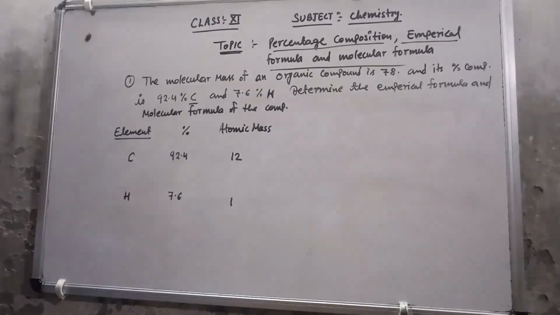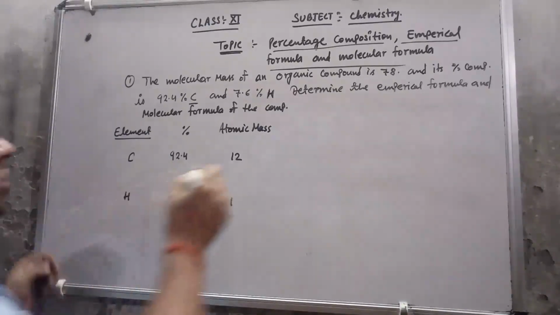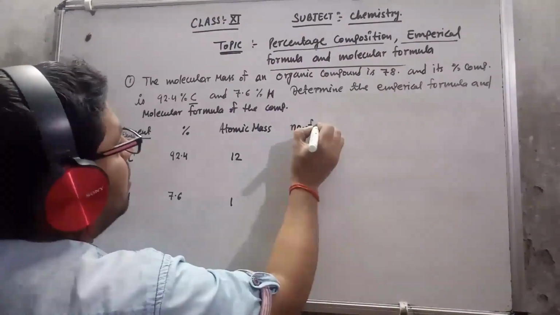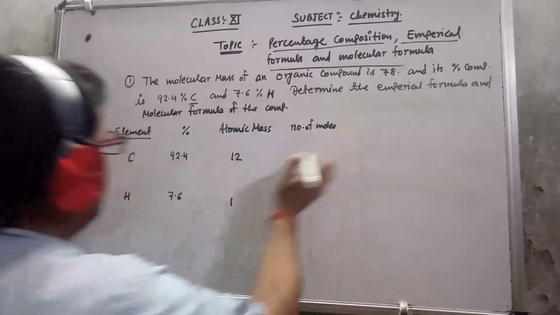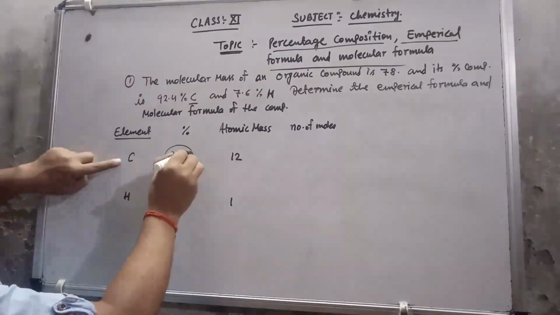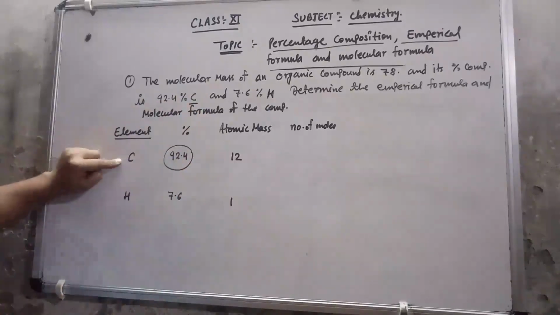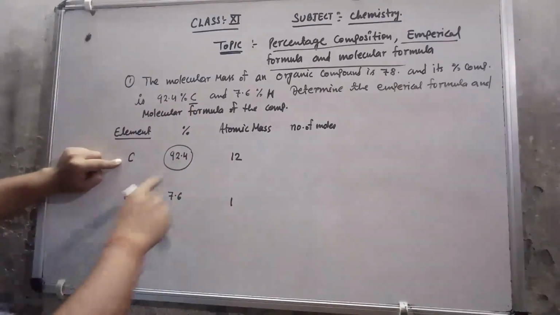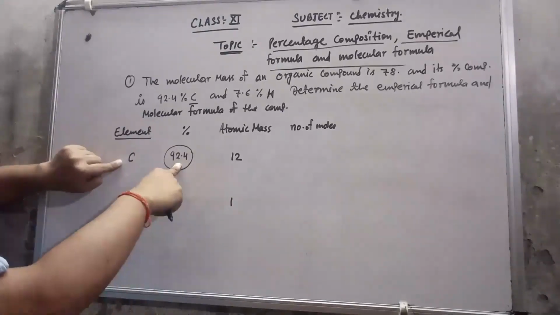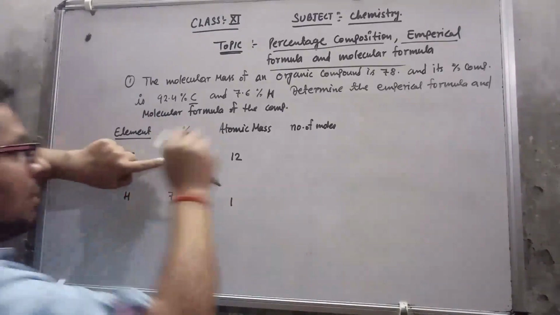So how to find out the number of moles? A simple ratio. If I want to find the number of moles, it is the mass upon molar mass. That much mass of carbon is present in that compound. Out of the total, 92.4 gram is the mass of carbon.